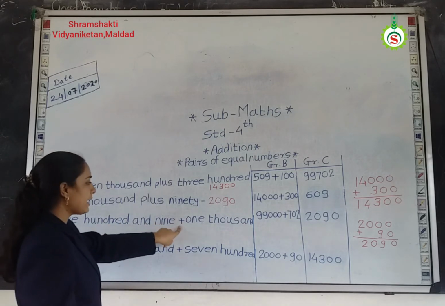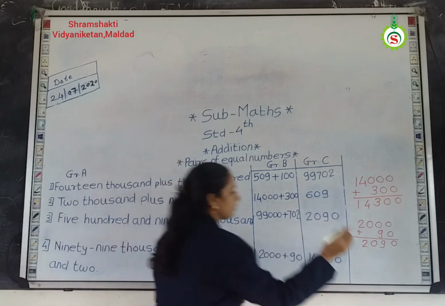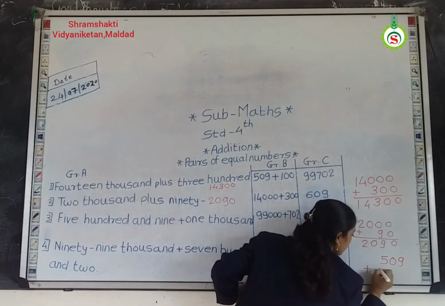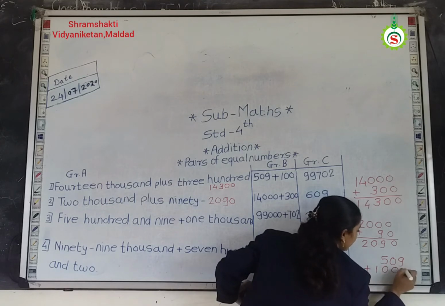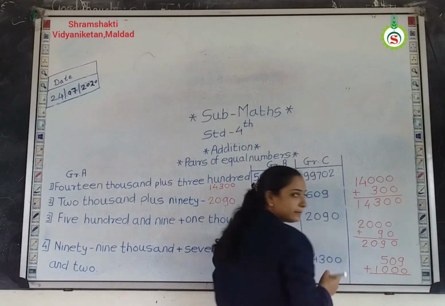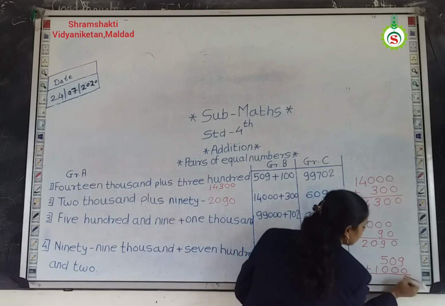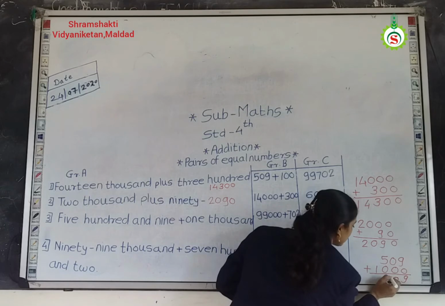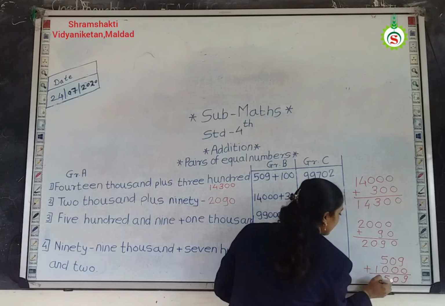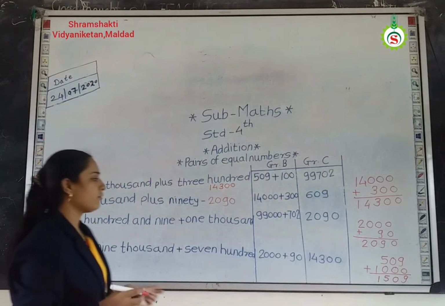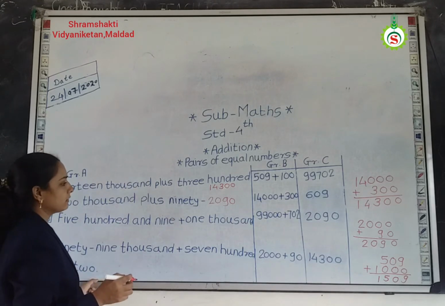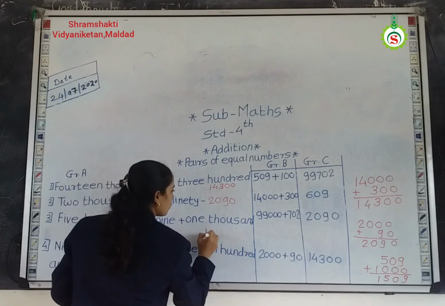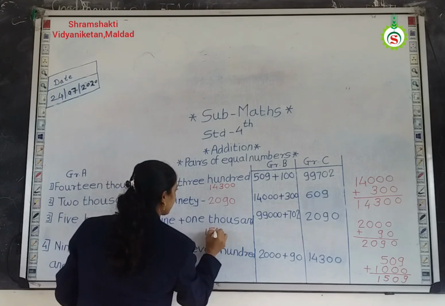Now next, third, 509 plus 1000. What is the answer? 9 plus 0, 9. 0 plus 0, 0. 5 plus 0, 5. 1 as it is. 1509. Correct?